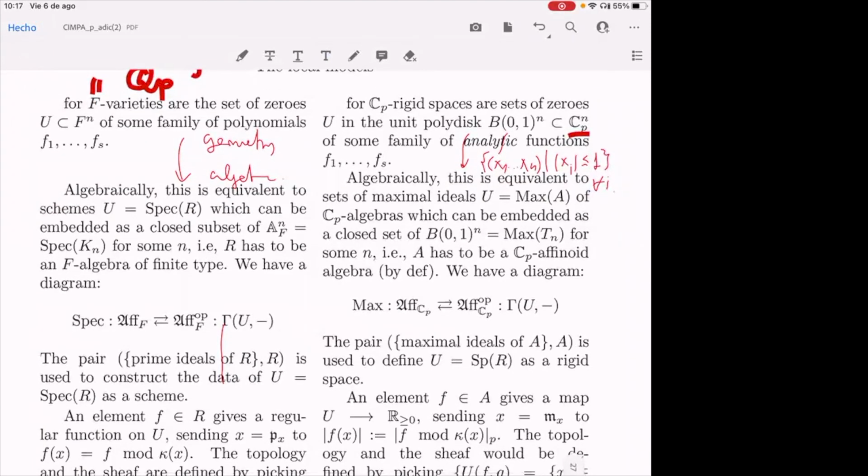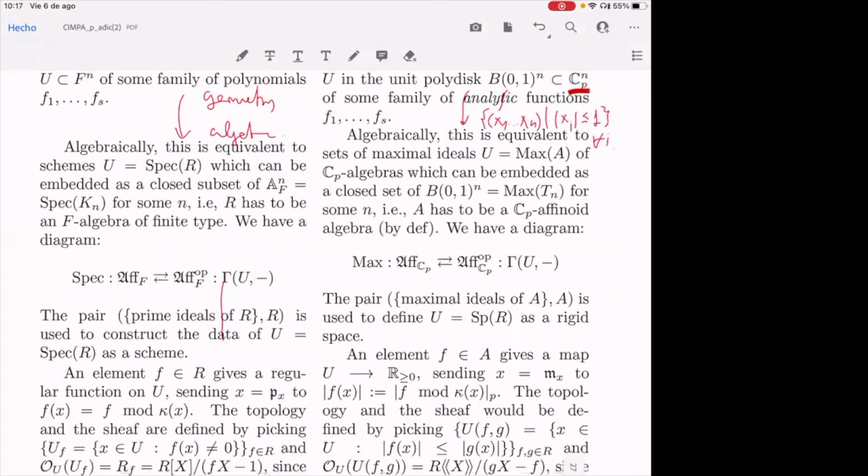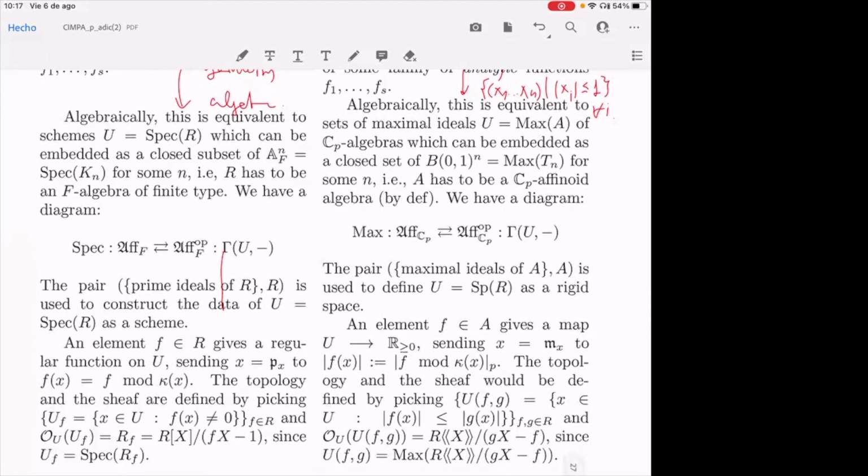So algebraically, you can reformulate this condition as the spectra of algebras, which are finite type over K, right? And on the right side, you can do the same. You can say that your points are going to be described as maximal spectra of some particular kind of algebras, which are called affinoid algebras, right?